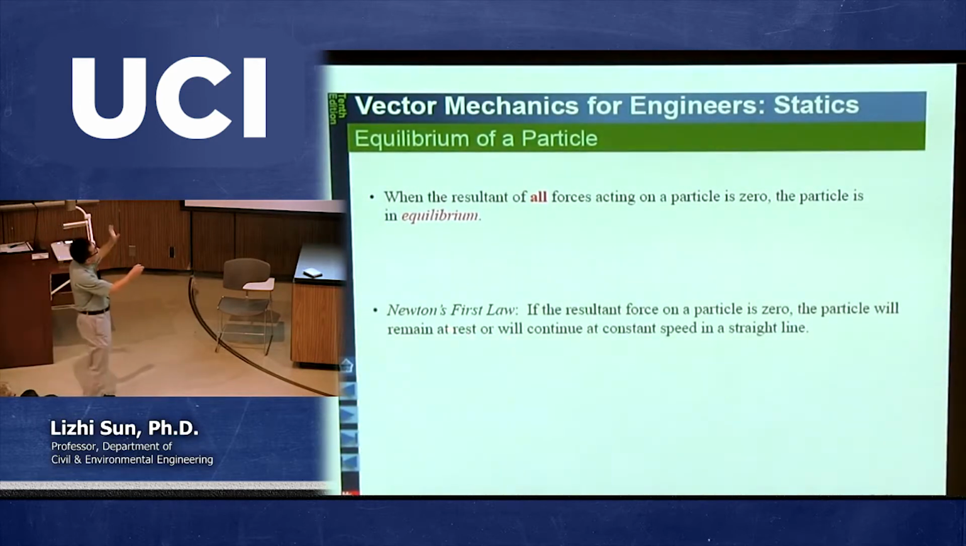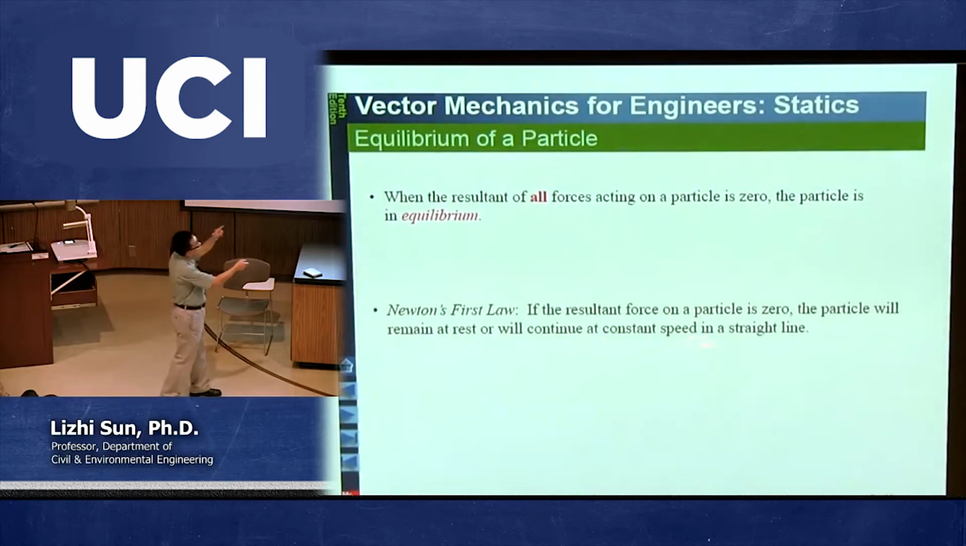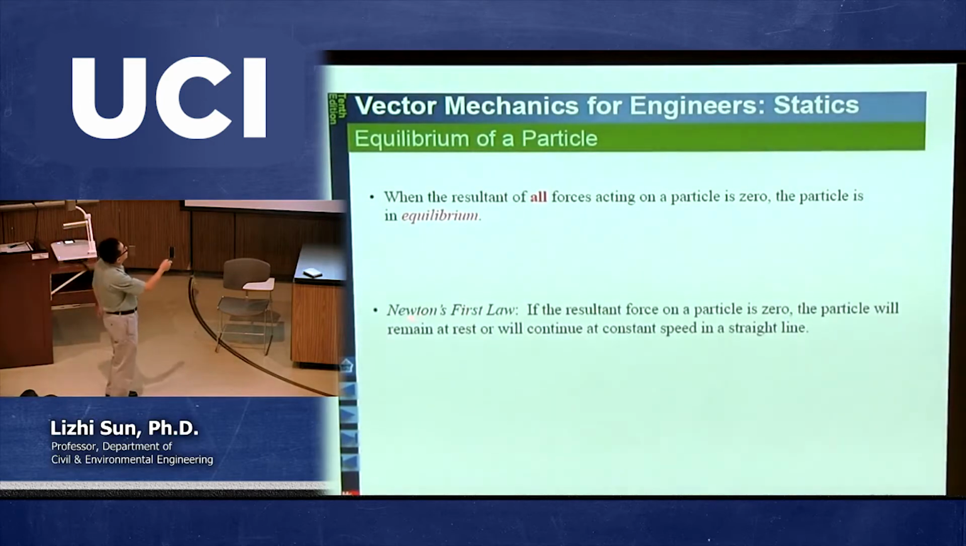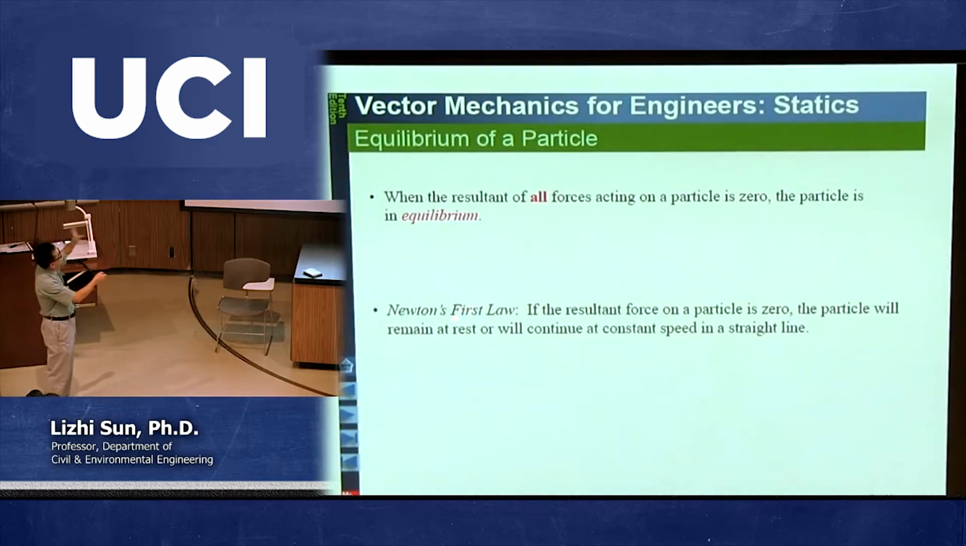So that's why they say either at rest, that means no movement at all. If there's no movement at all, then of course the acceleration equals 0. Or it's a constant speed, but you need to give another condition: that it's in a straight line. So it's not circular movement. Anyway, that's Newton's first law. In other words, if a particle satisfies Newton's first law, that is, it's in equilibrium, then the resultant force must be equal to 0.